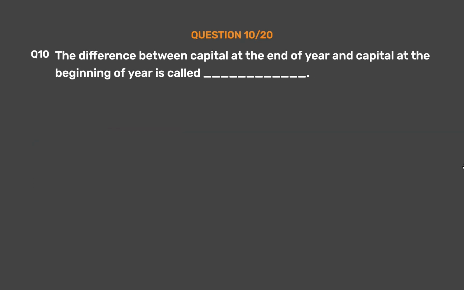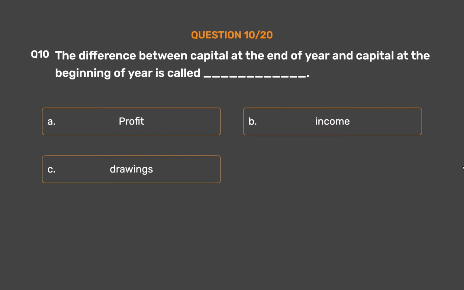Question number 10. The difference between capital at the end of year and capital at the beginning of year is called blank. Option A. Profit. Option B. Income. Option C. Drawings. Option D. Expenses.